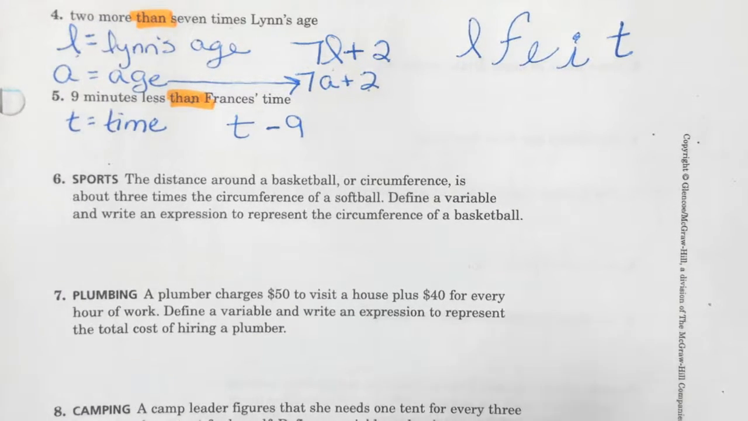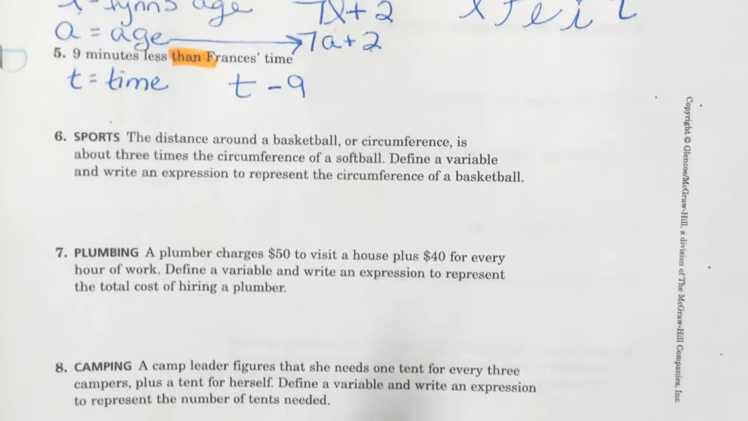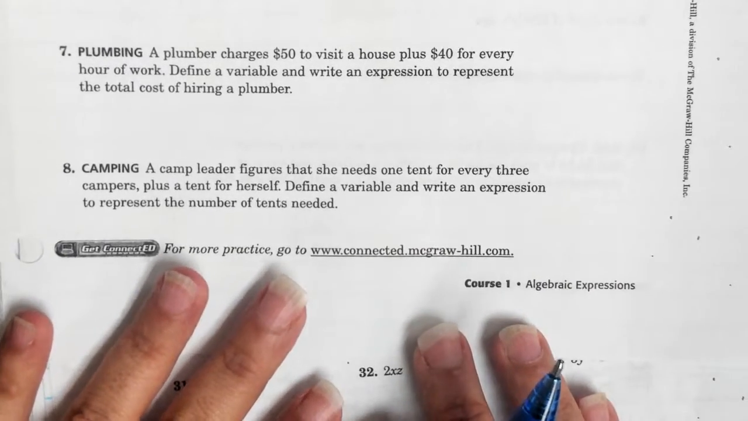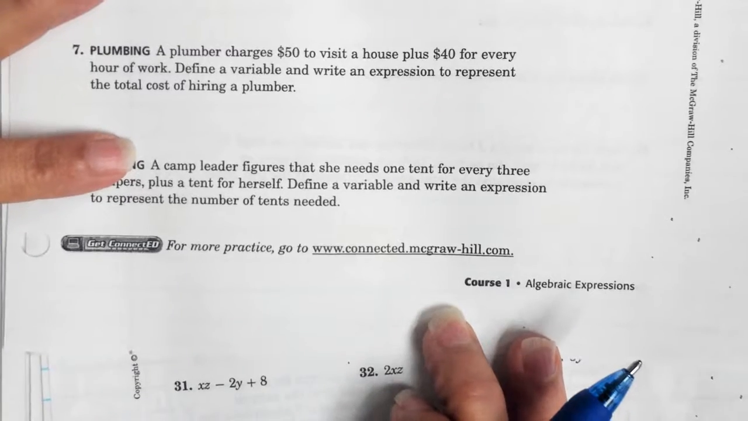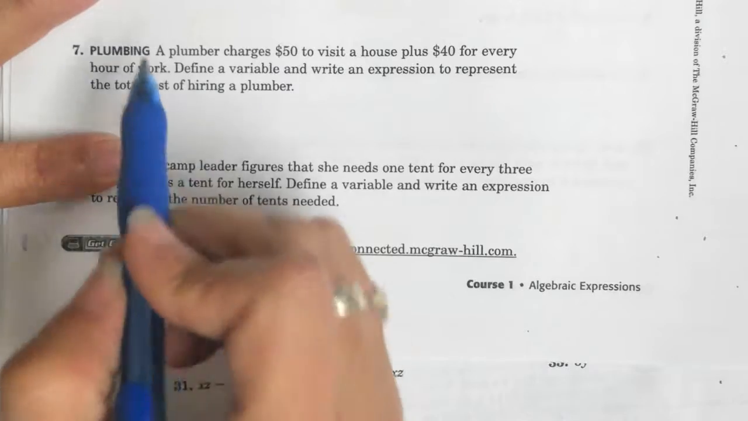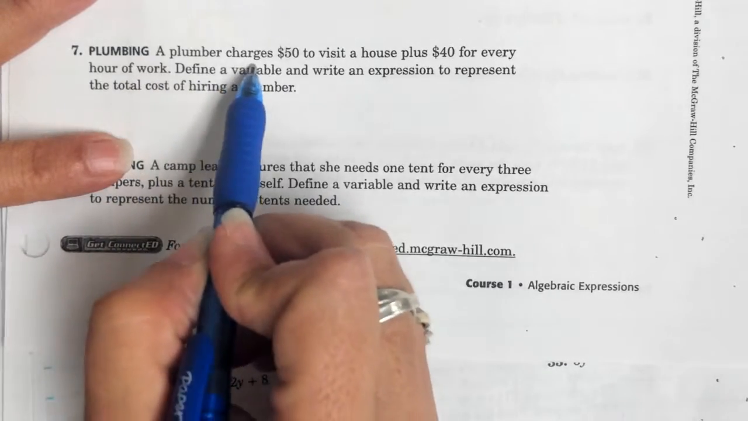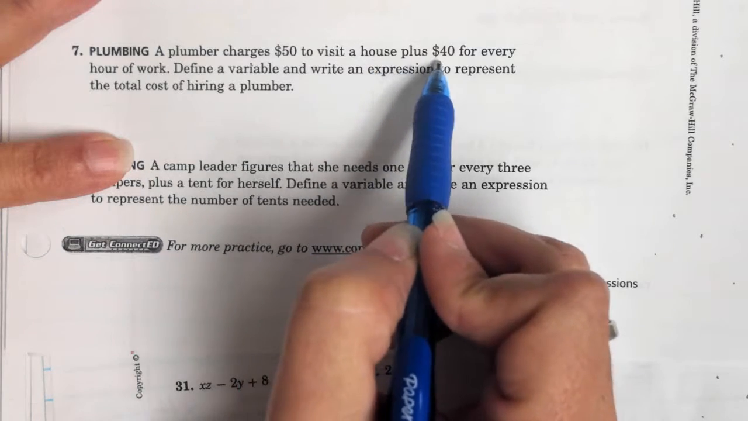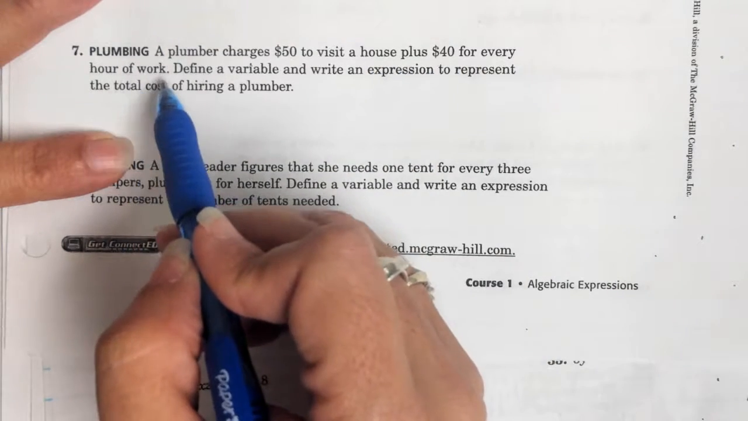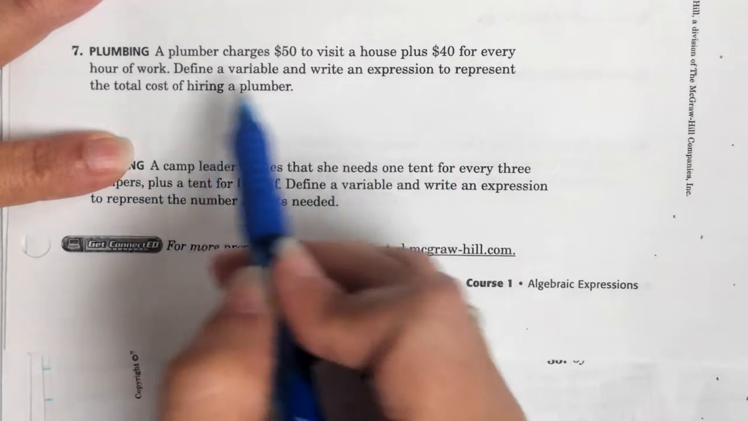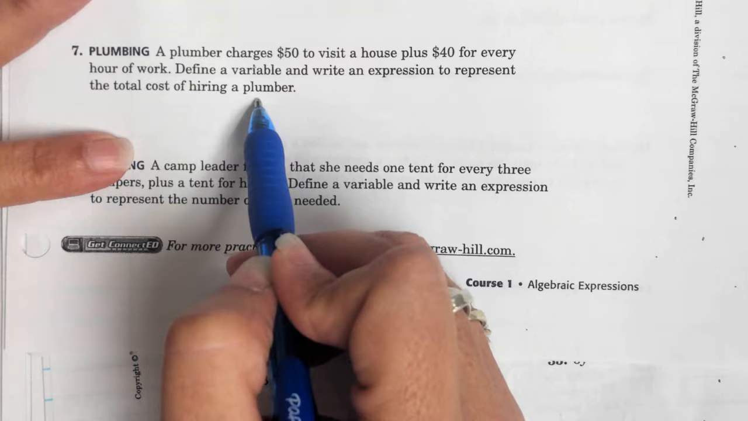Now, I'm going to be honest, I'm going to skip number 6. I'm going to go to 7. Just leave it hanging. It's okay. Number 7. I like this one because it is a real-world question. It says a plumber charges $50 to visit a house plus $40 for every hour of work. Define a variable and write an expression for the total cost of hiring a plumber.